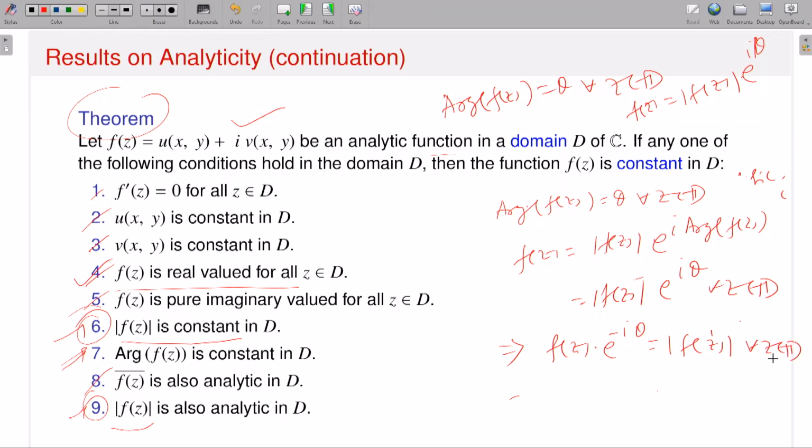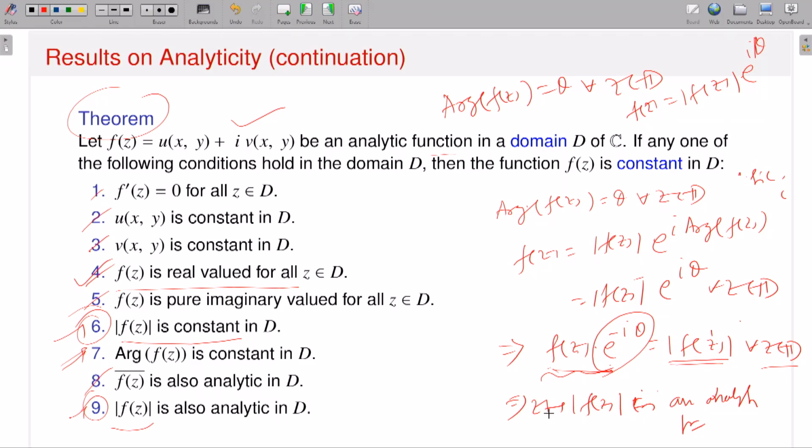Now f is analytic, given. This is some constant. So constant times an analytic function is also an analytic function. Therefore what it will imply is that modulus of f(z) is an analytic function, right? Because modulus of f(z) is f times e to the power minus i theta, where e to the power minus i theta is constant, because the argument of f(z) is theta for all z. So the left hand side is an analytic function, and this is exactly equal to modulus of f(z) for all z. So z goes to modulus of f(z) is an analytic function.